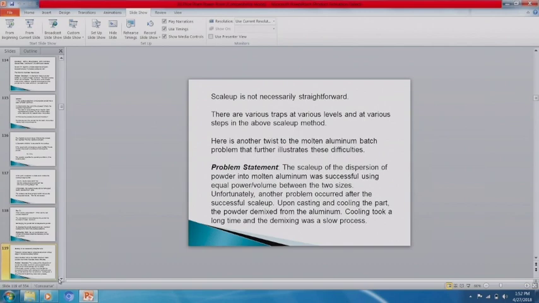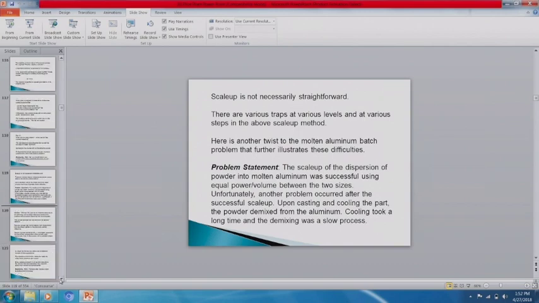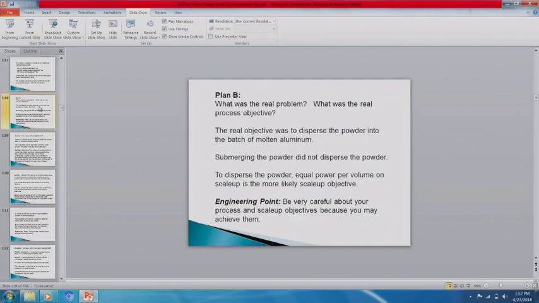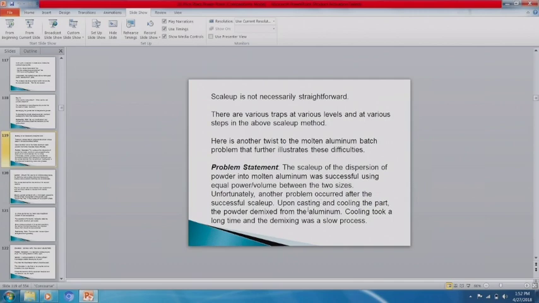Okay. Little twist on this. Oftentimes, as I said, on scale up, the process changes. Well, it changed here. At various levels and at various steps of the process, various traps exist, right? Scale up is not necessarily straightforward. Various traps at various levels at various steps in the above scale up.